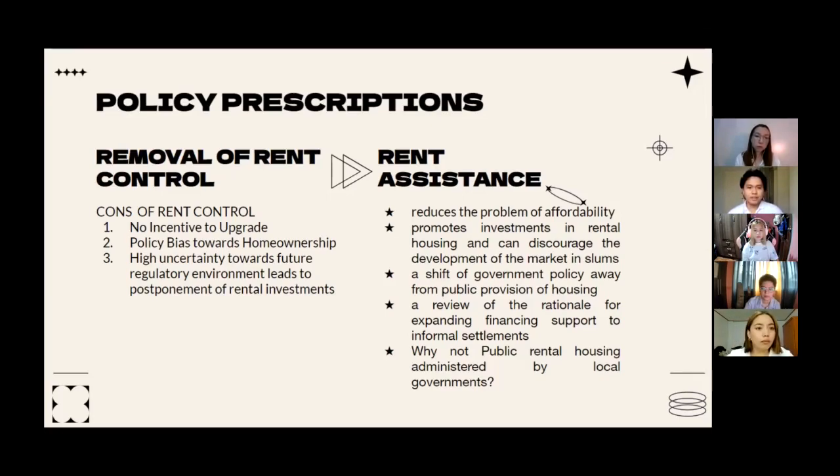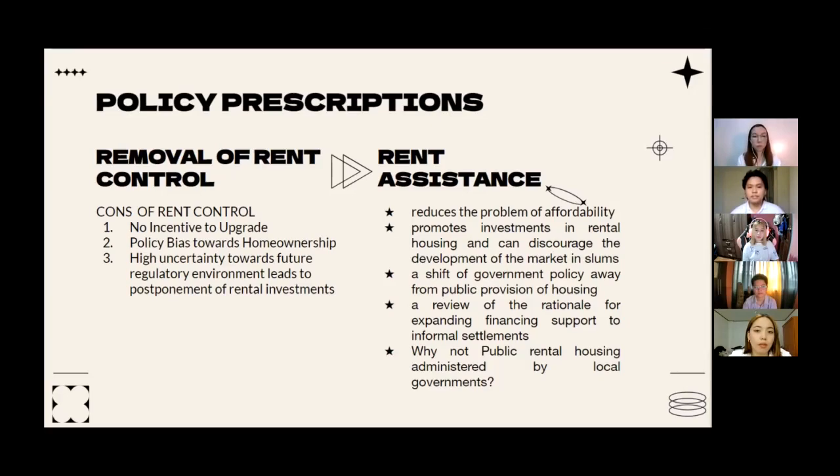Public rental housing administered by the local government can also be considered as an alternative program, but this would require LGUs to institutionalize the program by allocating funds for development and real estate management, which needs to be studied further if we want to implement public rental housing. Rent control has been enacted to address issues of security of tenure. Security of tenure in rental housing, aside from the affordability issues, is an important societal objective.